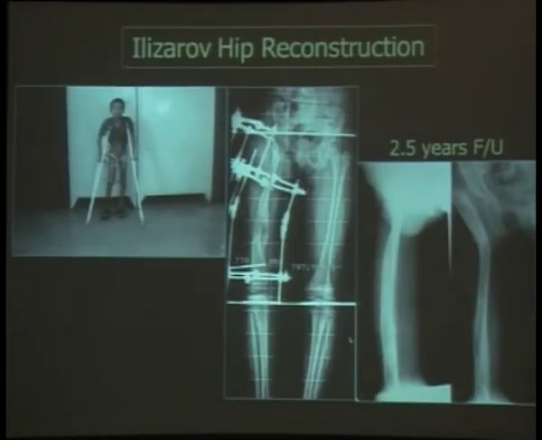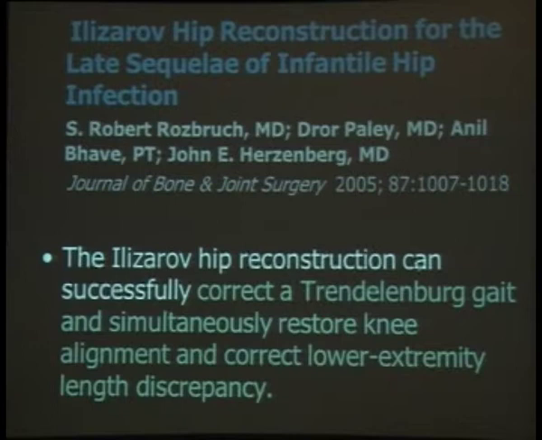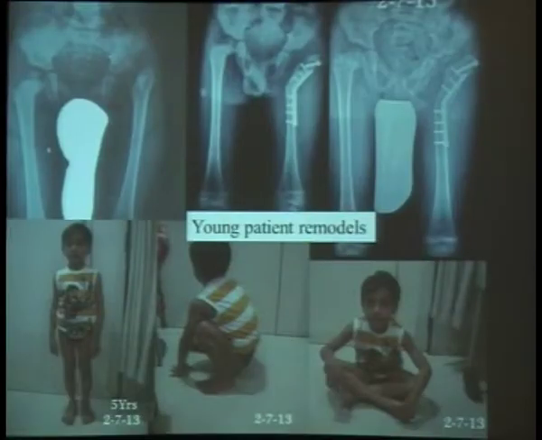The next is the Ilizarov hip reconstruction, and here you can actually angulate the upper femur by means of an Ilizarov apparatus, do your osteotomy, angulate, and get a corrective osteotomy in the distal part to maintain the axis of the limb. And this is a good option. It abolishes vertical telescoping and instability. It decreases the Trendelenburg lurch, and it provides a stable fulcrum for limb lengthening. Ilizarov hip reconstruction can successfully correct a Trendelenburg gait and simultaneously restore knee alignment and correct lower limb length discrepancy. So all this is possible when we do an Ilizarov hip reconstruction.